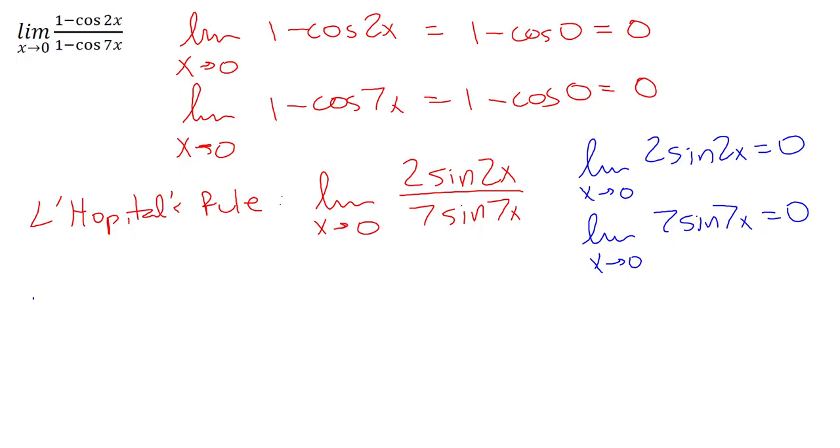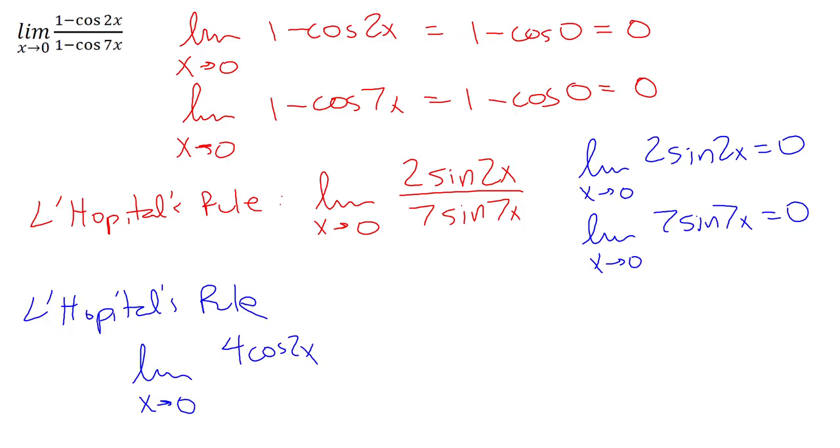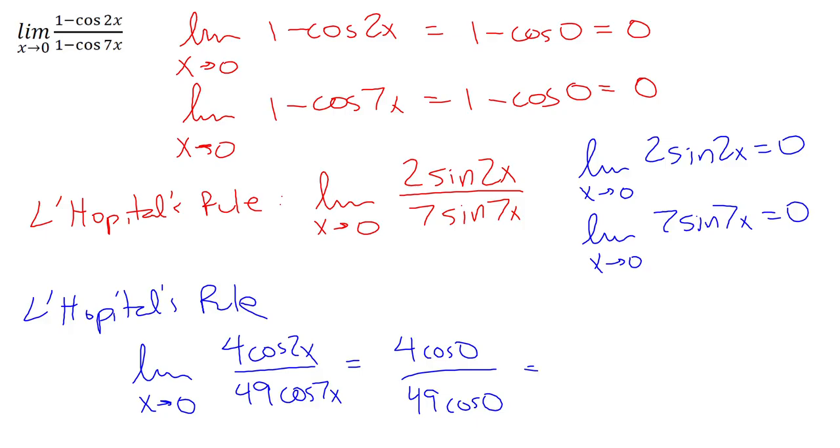which gives us a second application of L'Hopital's rule, or the limit as x approaches 0 of, now it's going to be 4 cosine 2x over 49 cosine of 7x, which is just 4 cosine 0 over 49 cosine 0. Well, the cosine of 0 in both instances there, of course, is just 1. So we end up with 4 over 49.